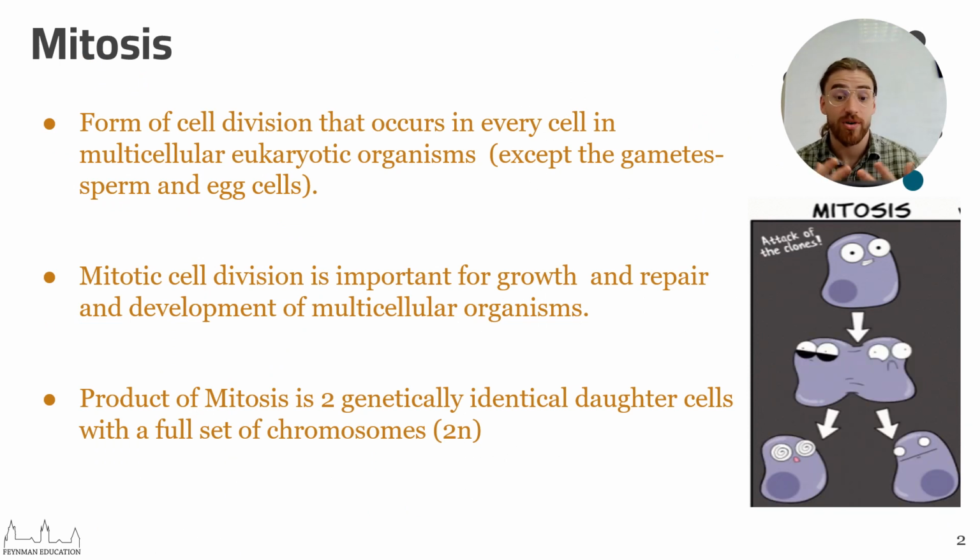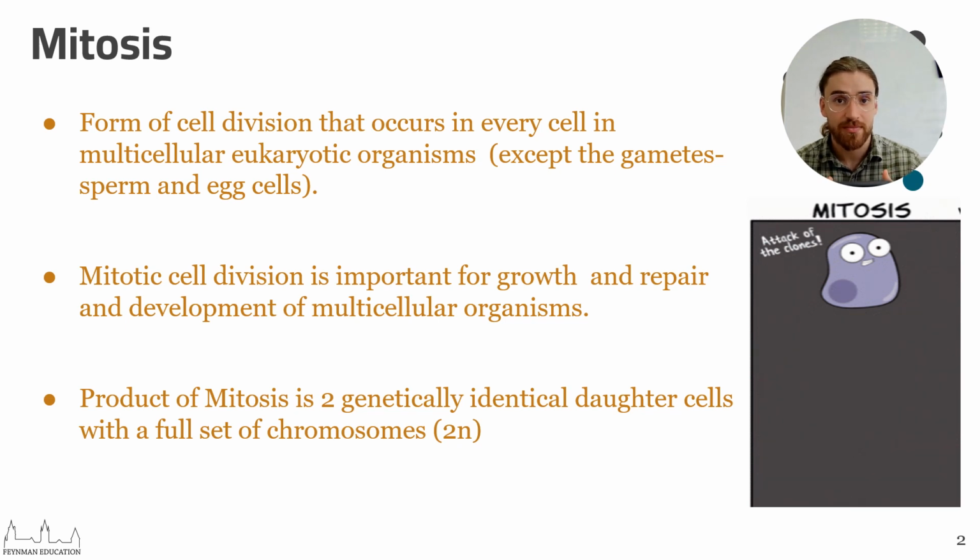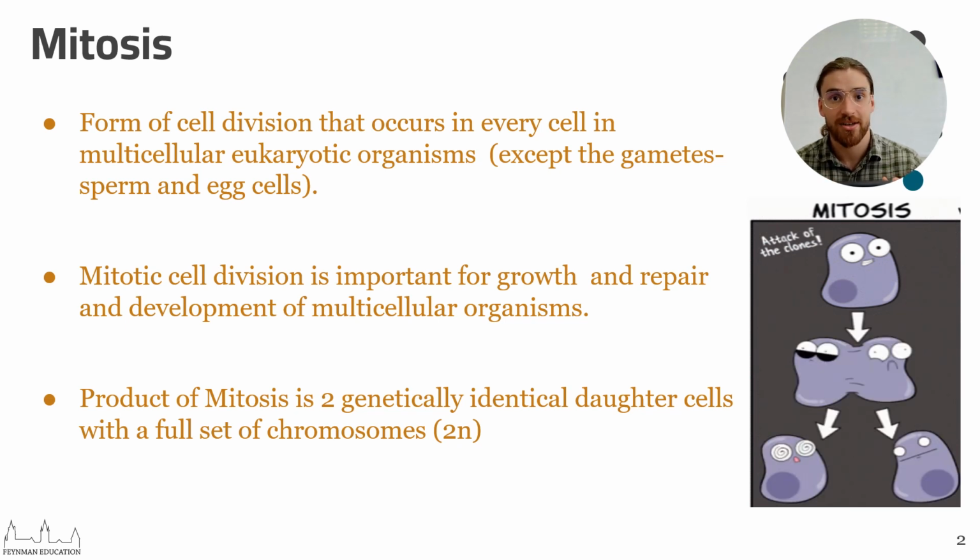So what is mitosis? Mitosis is going to be the replication of cells. Cells are going to split or divide into two genetically identical daughter cells that are the same as the original cell, meaning they are going to contain the same number of chromosomes. This happens in every multicellular eukaryotic organism, except for our gametes or our sex cells. They go through meiosis, but all other cells of your body go through mitosis to replicate.